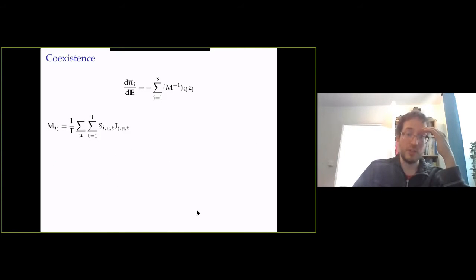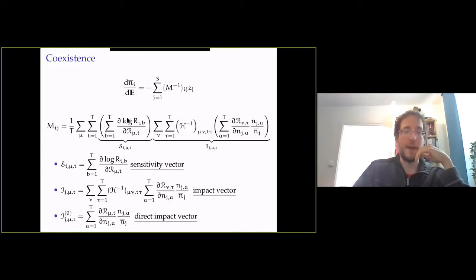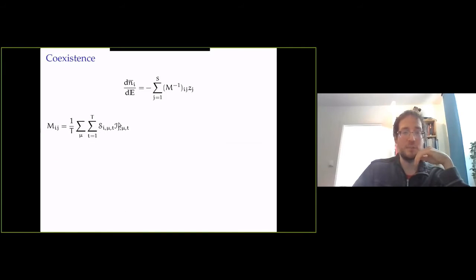Okay, so with these concepts in hand, let us look at what happens with this coexistence formula. In fact, just let me go back one step. If we substitute in S in place of this and I in place of this, then this whole formula just suddenly simplifies to this little bit here. What does it mean? It is the product of the ith sensitivity and jth impact, summed over mu and t, which is time.